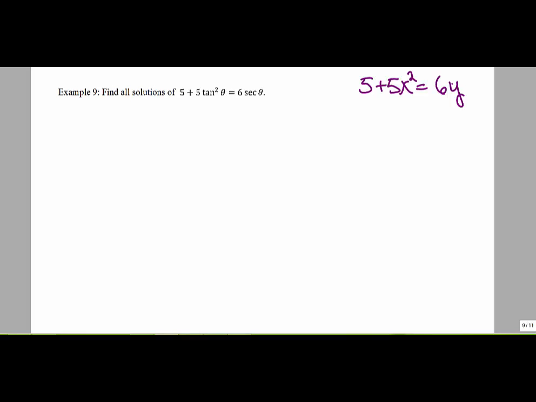So what is a relationship between, let's say, tangent and secant? And we want to keep in mind that we do have a tangent squared. And that should sound like a Pythagorean identity. So tangent squared theta plus 1 is equal to secant squared theta, where this is our Pythagorean identity.